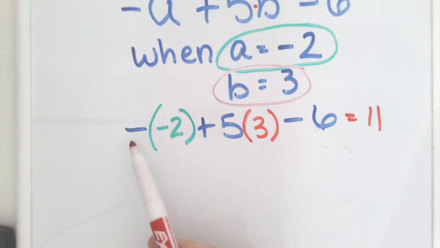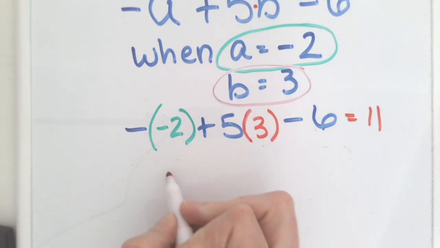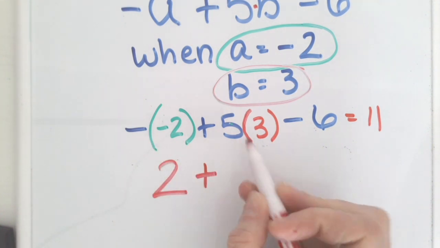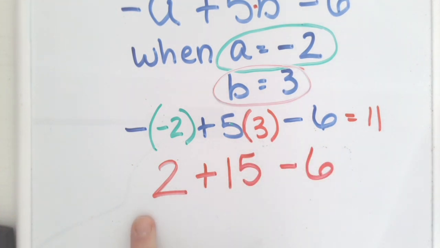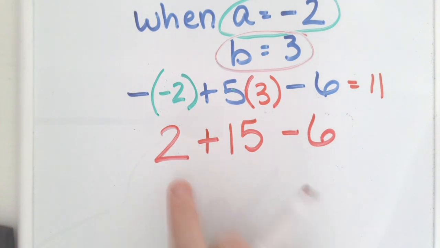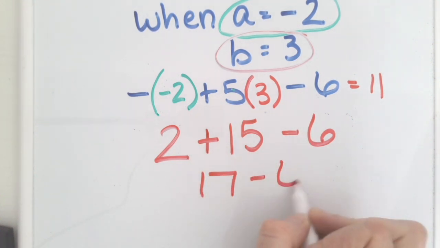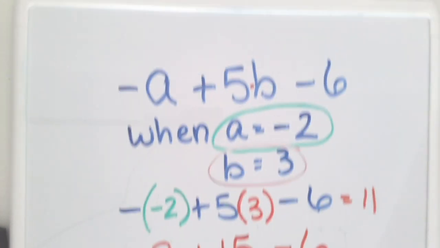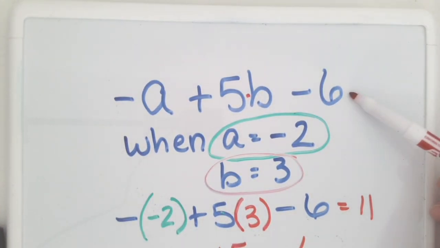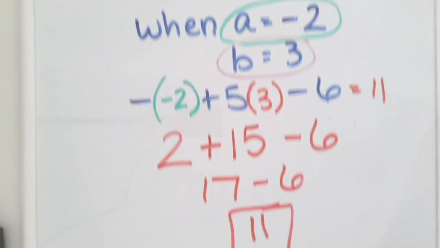Negative, negative 2. Well, when you have a double negative, they cancel out. So this really becomes positive 2, plus, well, 5 times 3 is 15, minus 6. Now I can simplify this. 15 plus 2 is 17 minus 6, and 17 minus 6 is in fact 11. So when I'm given this expression, negative a plus 5b minus 6, when a equals negative 2 and b equals 3, my answer is 11.